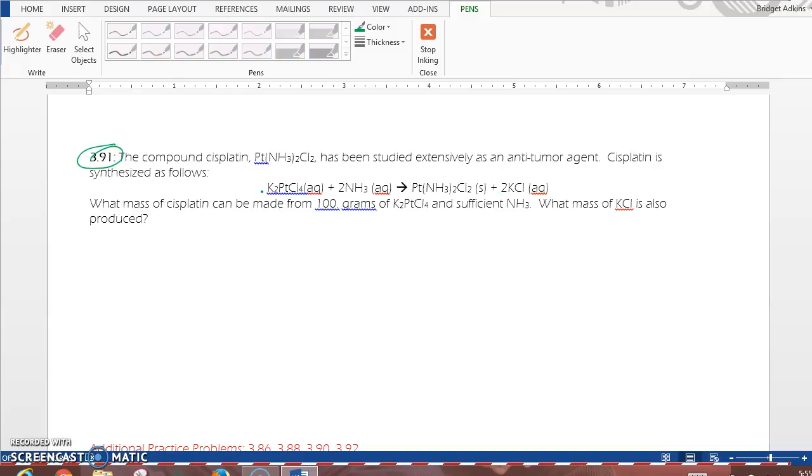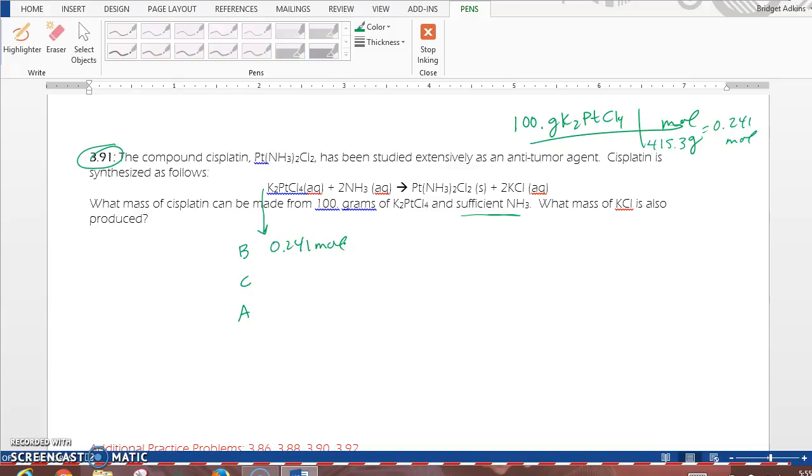So here we're starting with, and I'm just going to move my BCA table to save time. So 100 grams of this K2PtCl4. And I'm going to change that into moles so that I can figure out how many moles I have to work with. Now, it says sufficient NH3, which tells me I don't have to stress about how much NH3 I have. So there's my molar mass. So I've got 100 divided by 415.3. That gives me 0.241 moles.